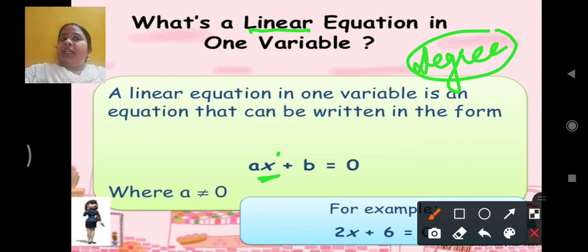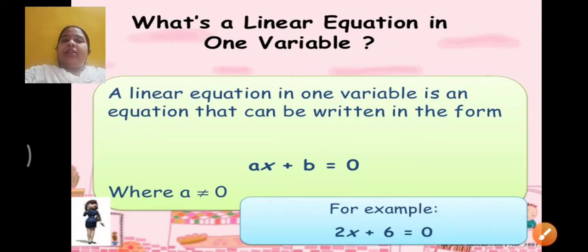So if the degree of the variable is 1, it is called linear, and if one variable is used, it is called linear equation in one variable. For example, as you can see here, 2x plus 6 is equal to 0. x is raised to 1, so degree is 1 and there is only one variable used in this example. So it is a linear equation in one variable.